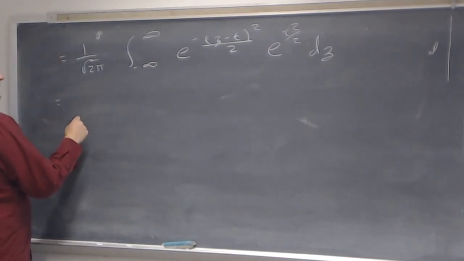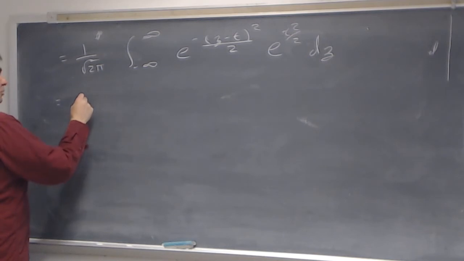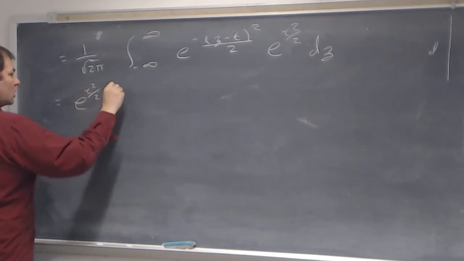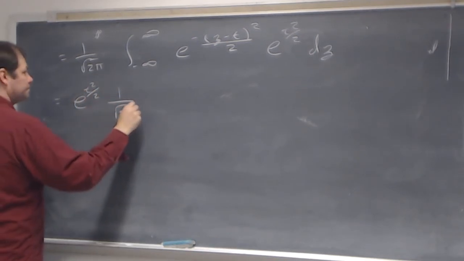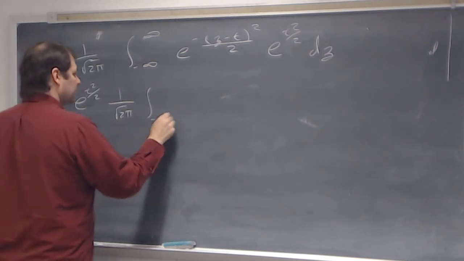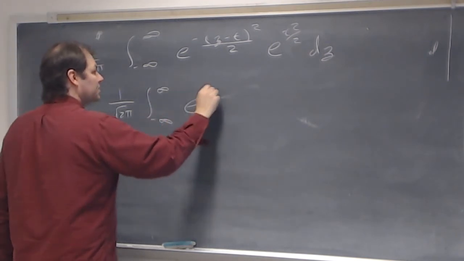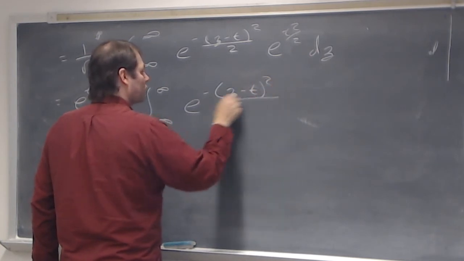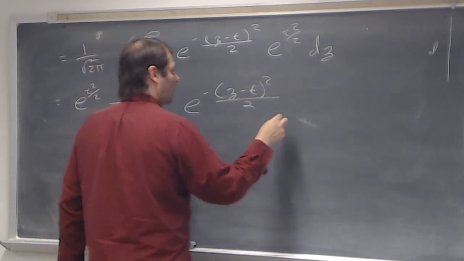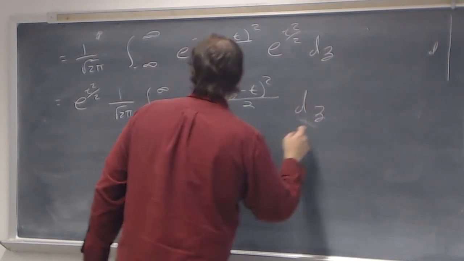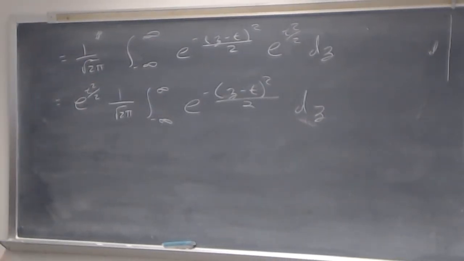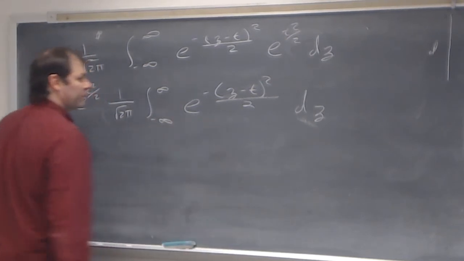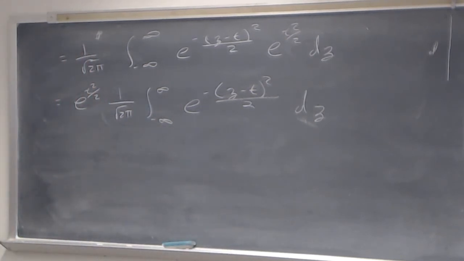Okay, the e to the t squared over 2 can be taken out of the integral because it's constant with respect to z. So we have e to the t squared over 2, 1 over the square root of 2 pi, integral from minus infinity to infinity, e to the minus quantity z minus t squared over 2 dz. And we need to concentrate on this integral part, including the 1 over the square root of 2 pi.